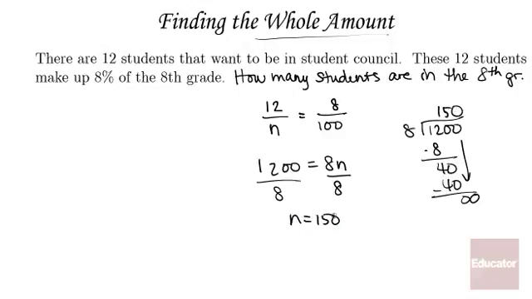So there are a total of 150 students, and 12 of them want to be in student council, and that's represented by 8% of the class. That makes sense because 8% is not a lot out of 100. It's not even 10%, and 12 is not 10% of 150. 10% of 150 would be 15, so our answer is very reasonable.